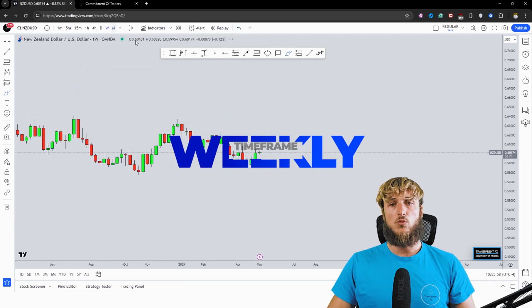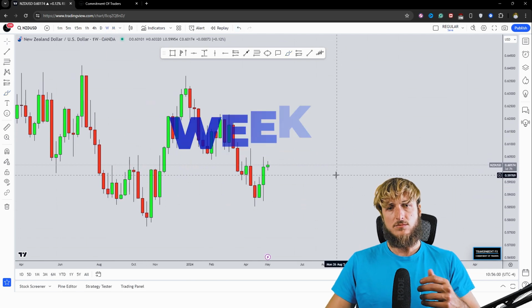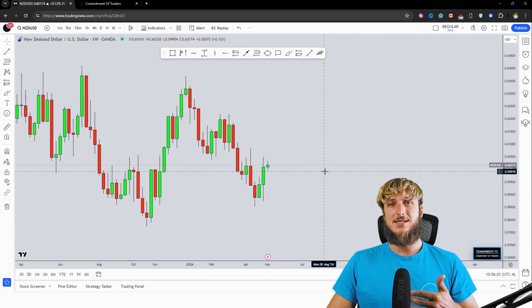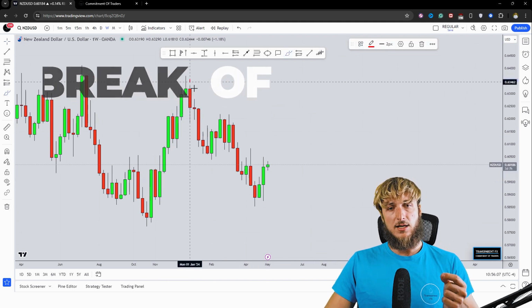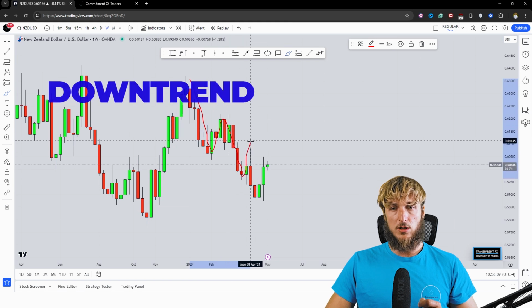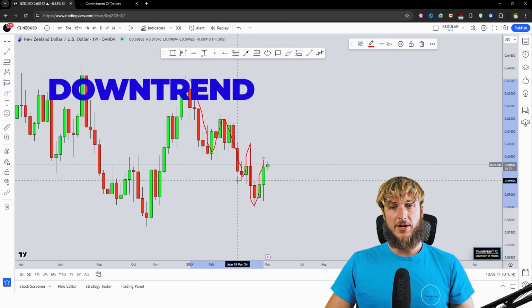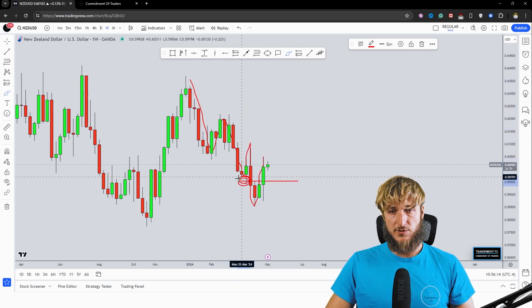Dropping down on the weekly time frame, what do we see? Now, from a weekly perspective, we can see how we just had a break of structure from bearish to bullish. In fact, clearly the market was creating lower lows and lower highs. Now the market has just broken above the previous low.